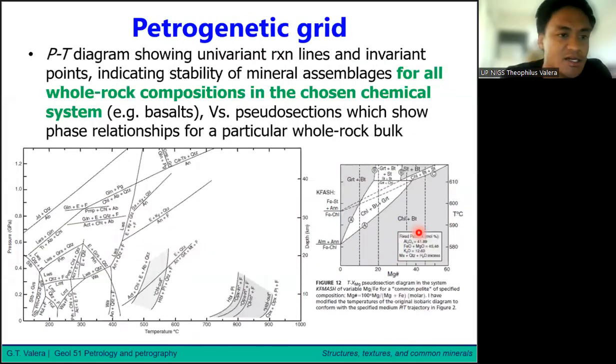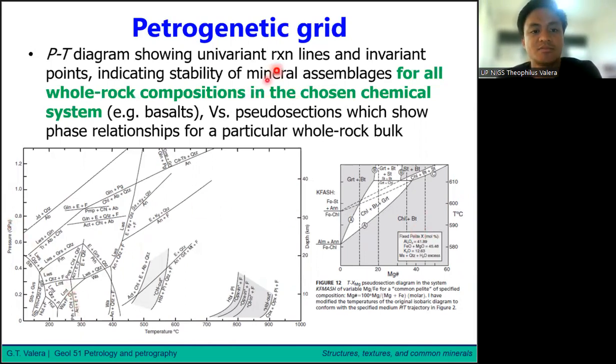Ano pa ba? Okay. So next is yung petrogenetic grids. So when we say, ito yung isa sa mga pinakita ko kahapon na diagrams. Petrogenetic grids are PT diagrams, pressure temperature diagrams, showing all univariant reaction lines and invariant points. So univariant lines, this is F equals 1. When the rock is located at a univariant reaction curve, one of the reactants must be consumed first bago mag-move forward ulit yung reaction natin. For example, because of increasing temperature. Okay? Ito yung F equals 1 natin sa examples before.